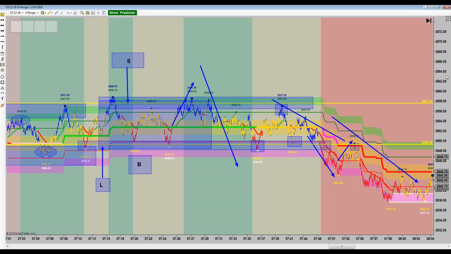I would say try ES, try another instrument or two, try to get a little bit of range trading in your trader tool belt there, and you're going to find that sometimes those ranges can make you very good money. You know, as much money as trending markets. More feedback here.